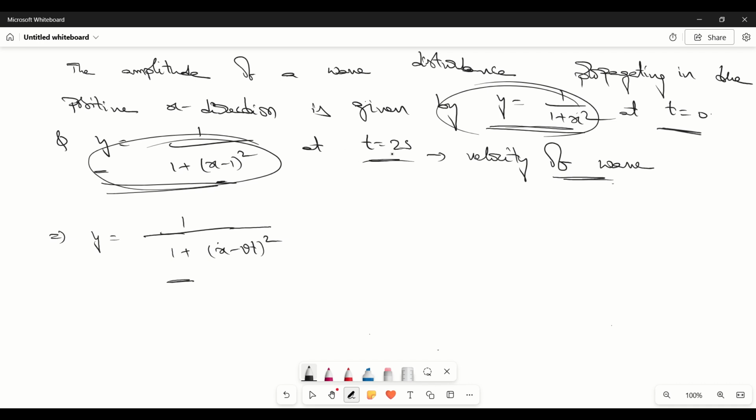So we are going to find out the speed at 2 seconds. 1 by 2 is nothing but 0.5 meter per second. So this is the speed of the wave. Take a screenshot.